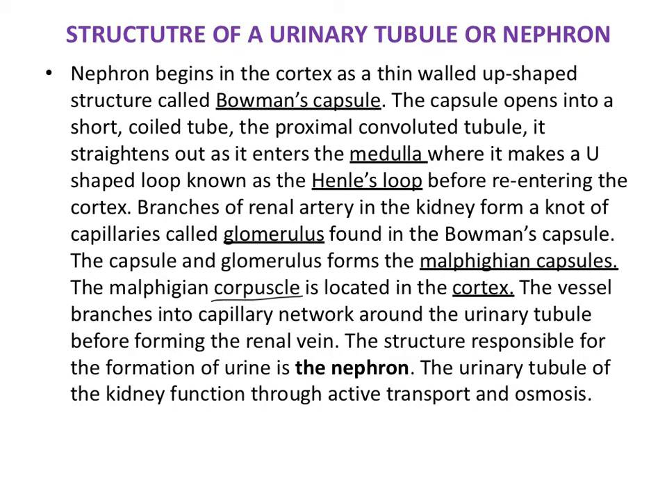The structure responsible for the formation of urine is the nephron, and the nephron is the unit of the kidney. The nephron is the structure of the kidney responsible for the formation of urine. The urinary tubule of the kidney functions through active transport and osmosis. Two mechanisms or two processes by which it functions: active transport and osmosis.